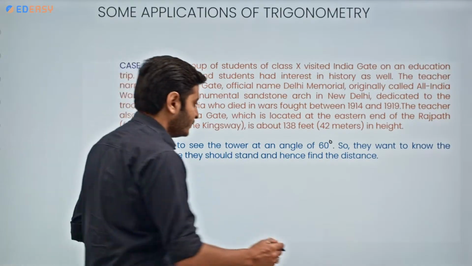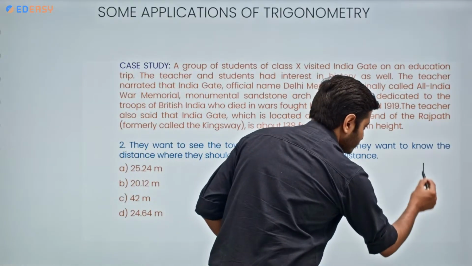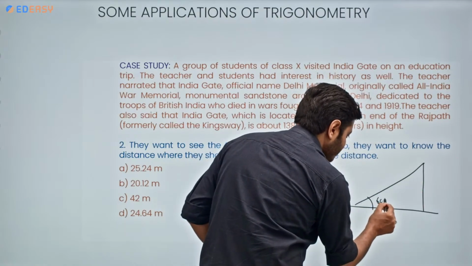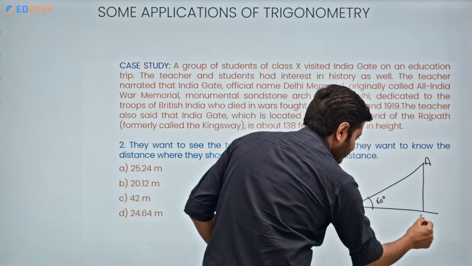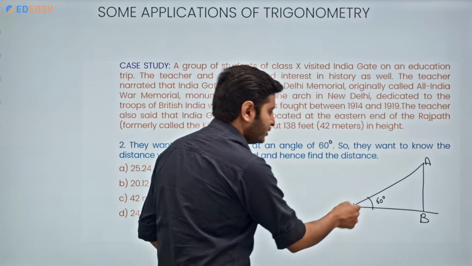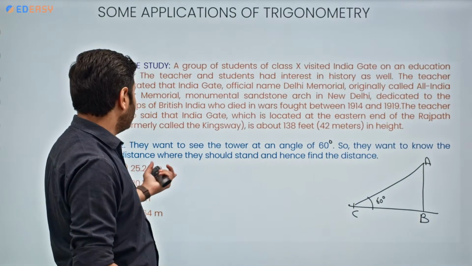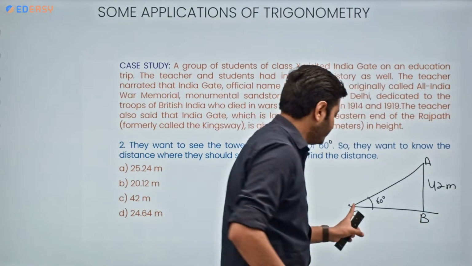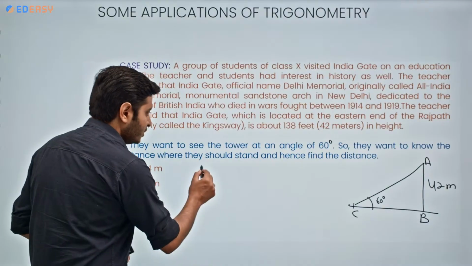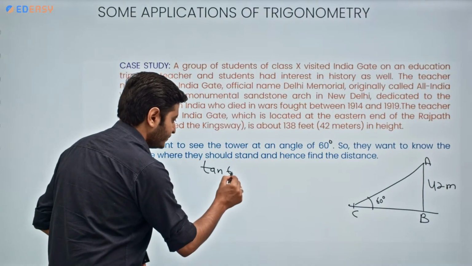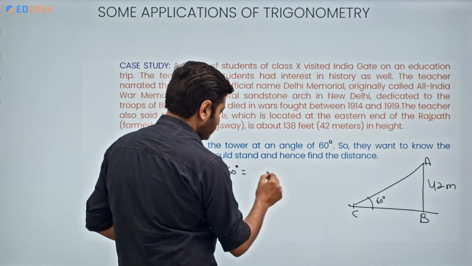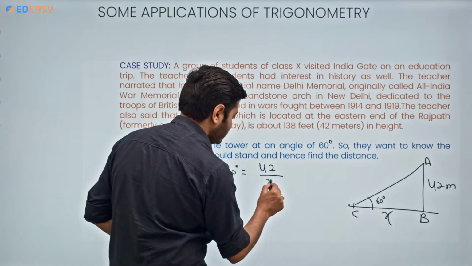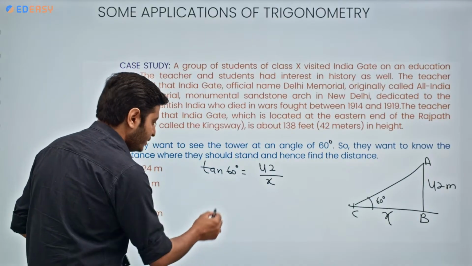So this time what is given to us? The angle of elevation. So this is India Gate. This angle should be 60 degrees. A, B, C. This is where the group is standing. Now the height of the India Gate is again 42 meters. We need to find the distance of BC. So again tan 60 degrees should be equal to AB, 42 by BC. Suppose BC is x as of now, x. Tan 60 degrees is root 3.